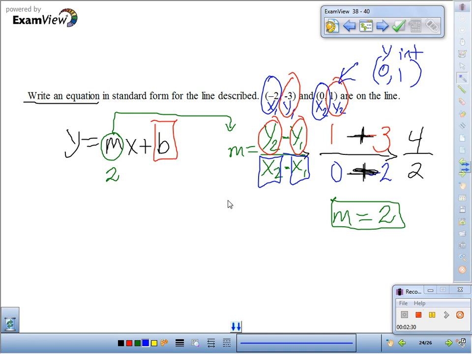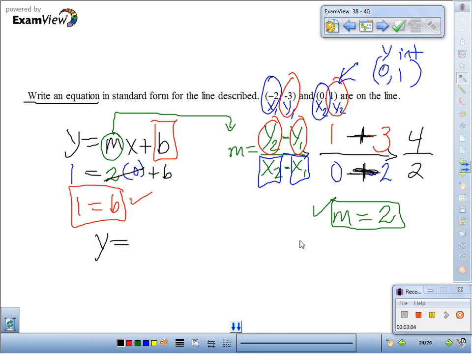Look up, please. 0 of x, 1 of y. Bring everything else down. What is 2 times 0? 0. So we're left with 1 equals b. Now can we write an equation given that we have a y-intercept and a slope? Yeah, so let's write y equals, instead of m, what do we write? 2x plus 1.